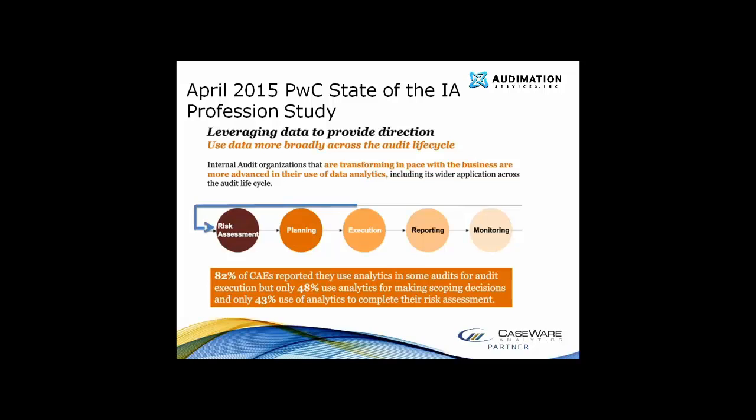They use a life cycle very similar to the one I use, although I connect the dots into a full circle. And you'll notice that they said 82% of the CAEs, I think there were like 1,300 responses. Obviously, I did not audit that, but 82% of chief auditors reported they use analytics in some audits for audit execution, but only 48% use analytics for making scoping decisions. The scoping decisions would be under the planning button there, the second one from the left, and 43% use analytics to complete their risk assessment, which is the top area.